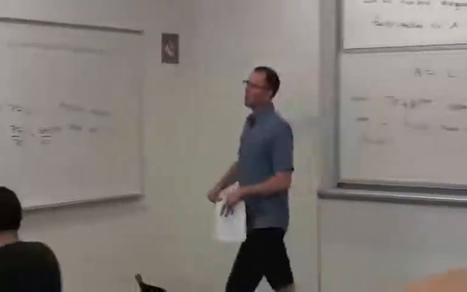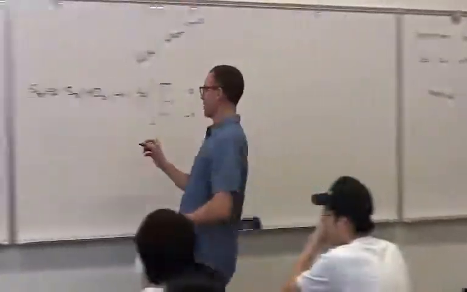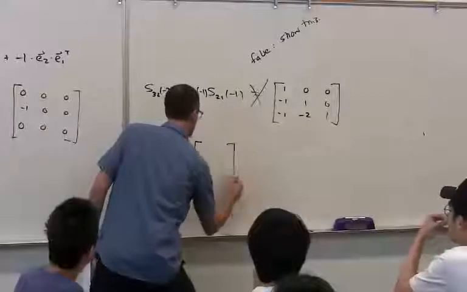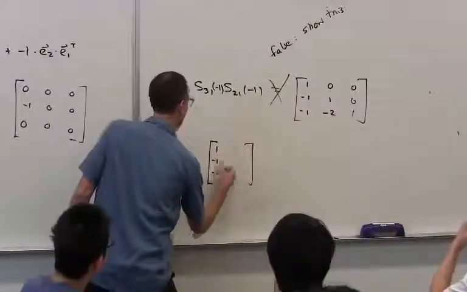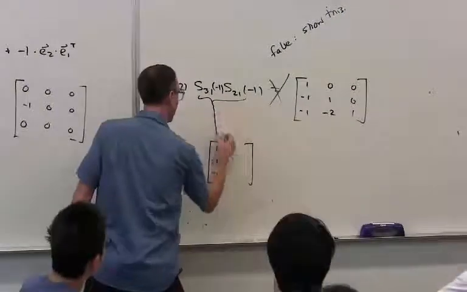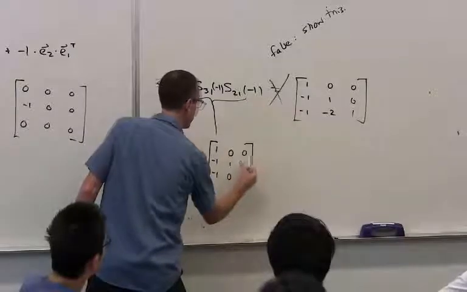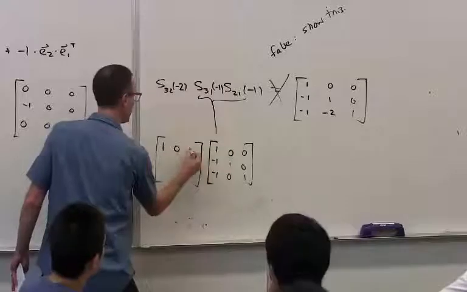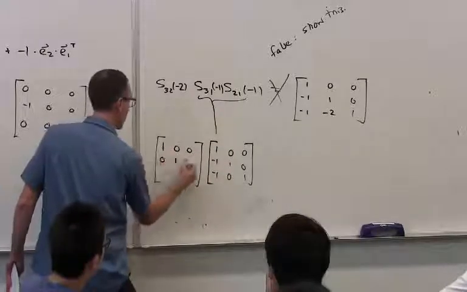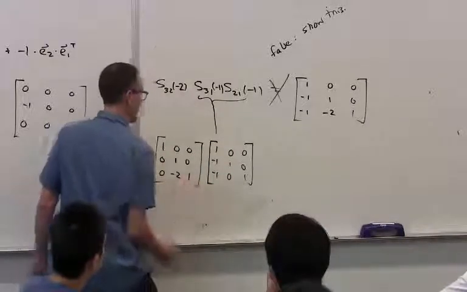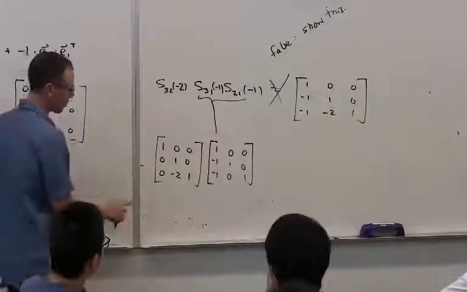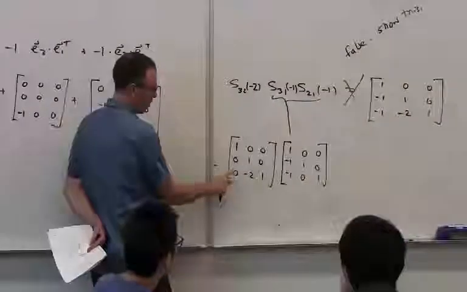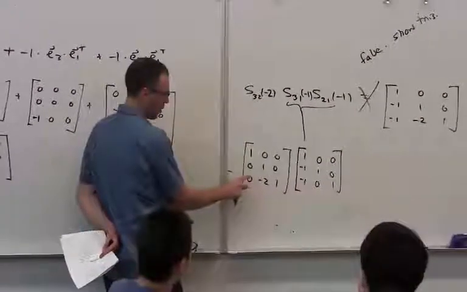when we do this one, if you looked at this, so this was negative 1, negative 1. So if you looked at this product right here, and this was 0, 1, 0, 0, 0, 1, and then you had this one over here was 1, 0, 0, 0, 1, 0, 0, negative 2, 1. What's the problem here?